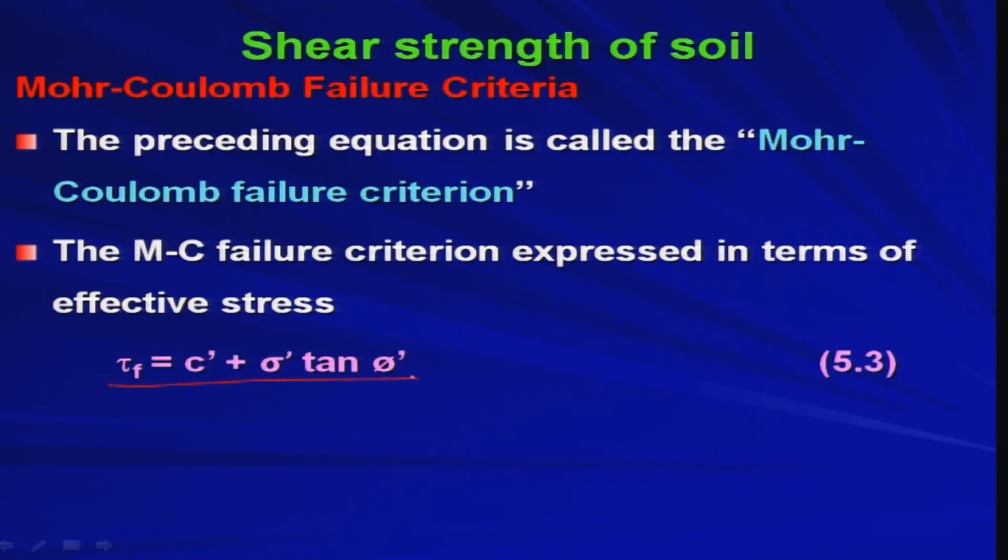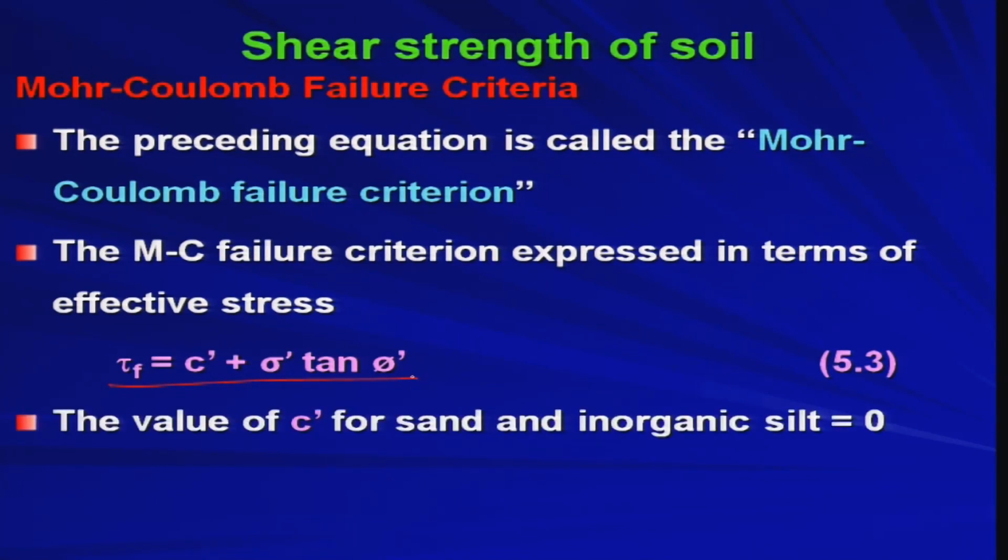Now, if you try to obtain the Mohr-Coulomb failure criterion expressed in terms of effective stress, of course, tau f will be equal to C prime, that is the effective cohesion, plus sigma prime, that is the effective normal stress, into tan phi prime, where phi prime is the effective angle of internal friction. Everything is expressed in terms of effective parameters.